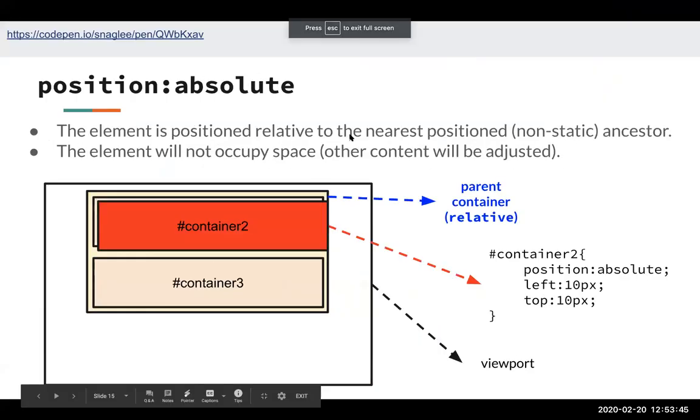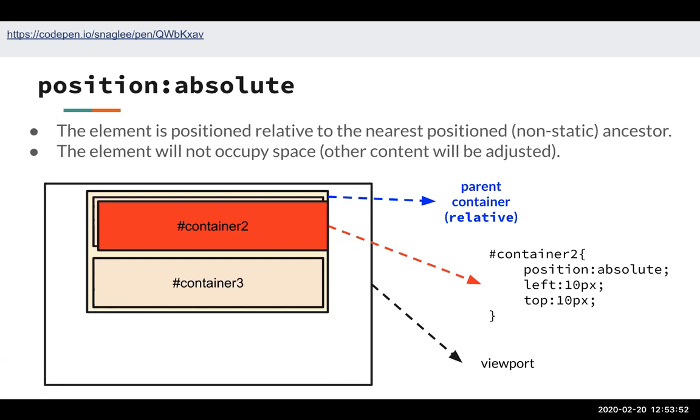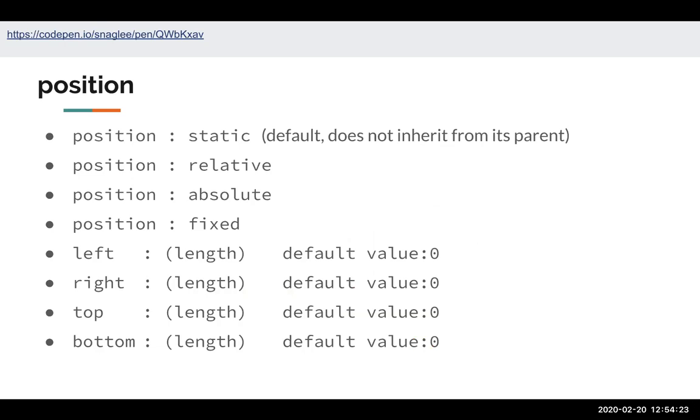So that's relative. Absolute, which is very interesting. Even though it sounds like it is called absolute, it is still relative to something. The element is positioned relative to the nearest positioned ancestor. This is a tricky word. It's going to find the ancestor that is positioned. What I mean by positioned is non-static, anything other than static. It could be relative, absolute, fixed, sticky, anything other than static.